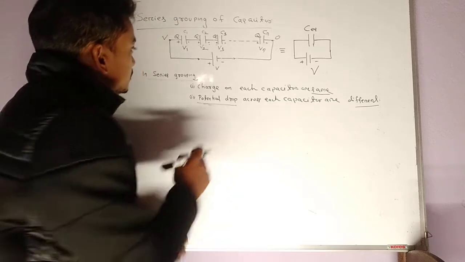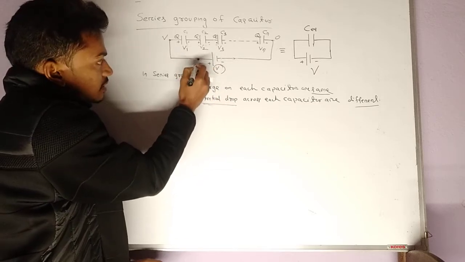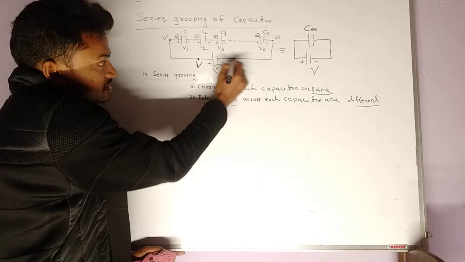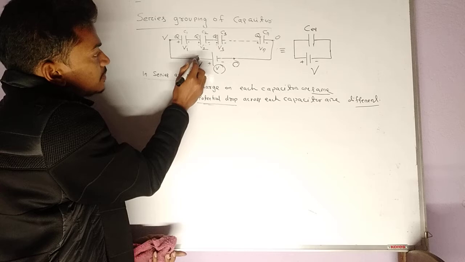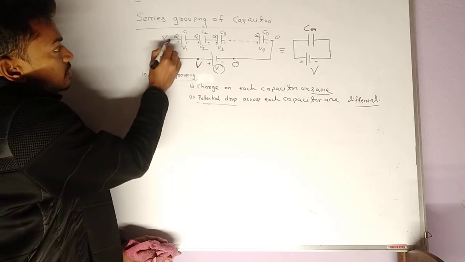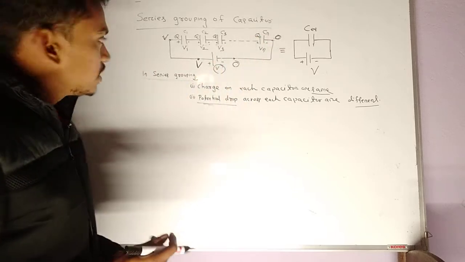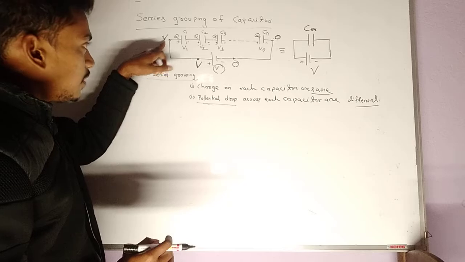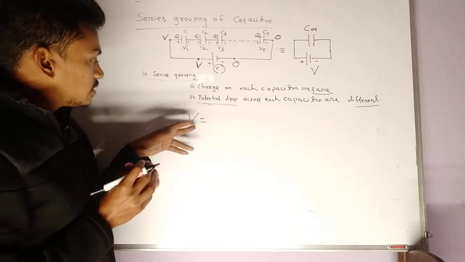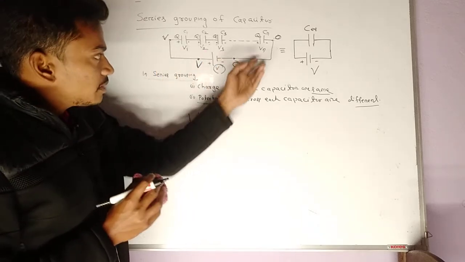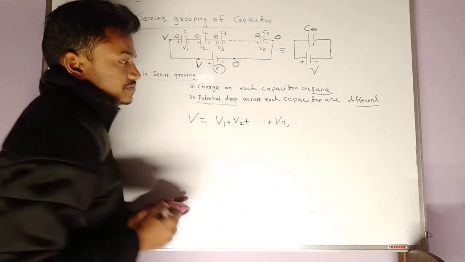As you see, this is the battery of potential difference V. This is potential V and this is potential 0, so the potential difference is V minus 0, that is V. This point has potential V, so this point will also be at potential V, and this is 0, and this will also be 0 potential. So the potential difference between this point and this point will be V minus 0, that is equal to V, and that is equal to V1 plus V2 plus V3 up to Vn.